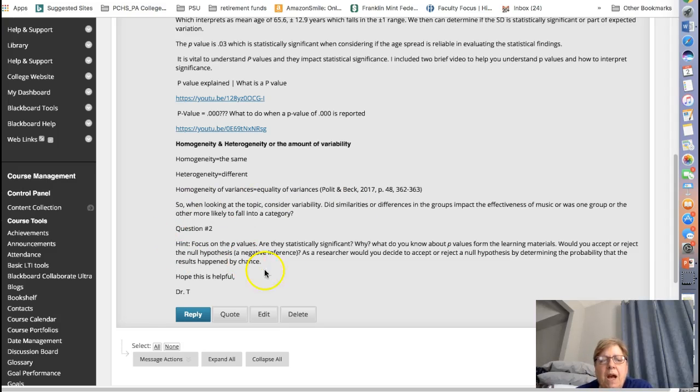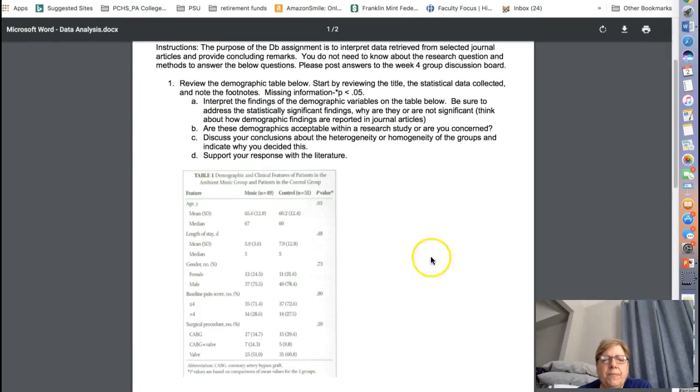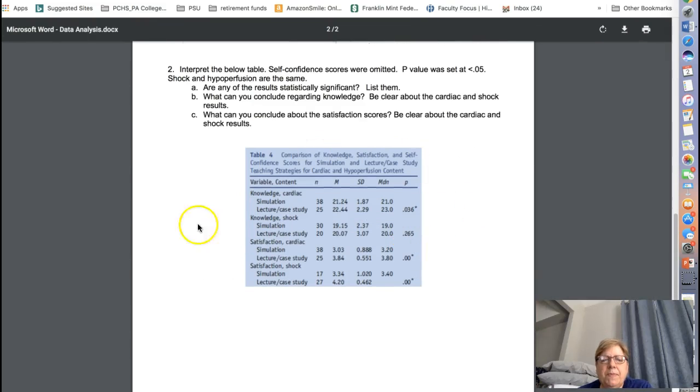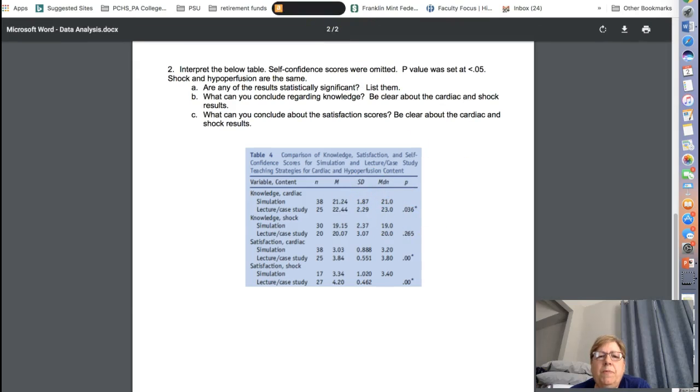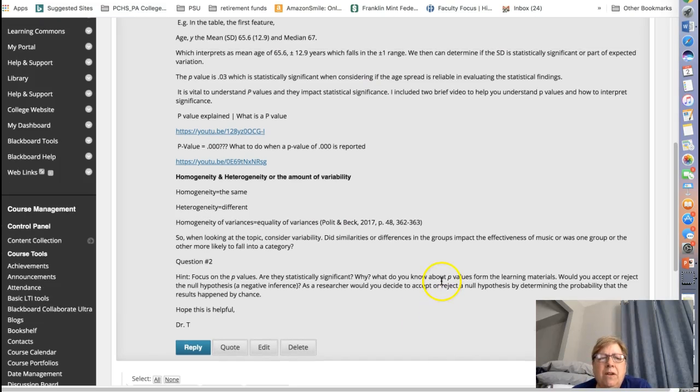In question 2, hint, again, the focus is on p-values. When you look at this table, you're looking at the different categories. Know that in the categories, N stands for number or the population, M stands for mean, SD is standard deviation, MDN is median, and of course, p-values. So your hint is you're going to look at the p-values and determine whether they were good, bad, or useless. Look at validity and reliability, and just answer these questions. So I hope that made it a little bit more clear.